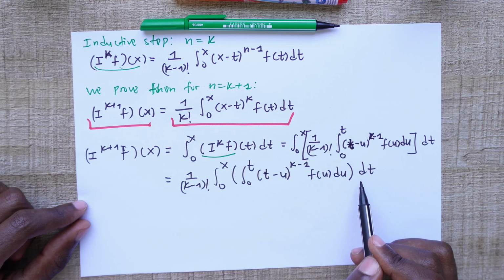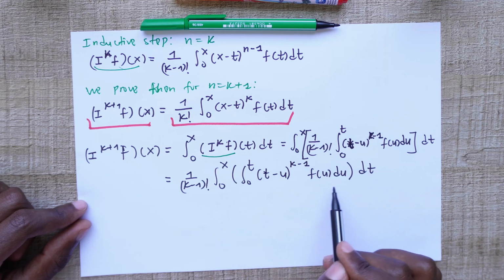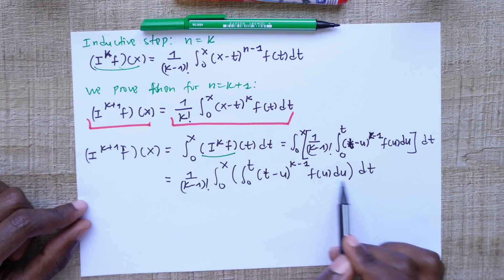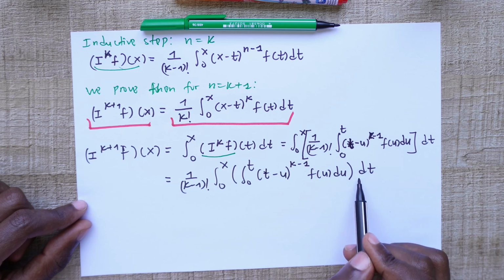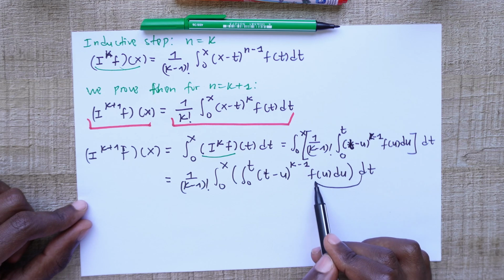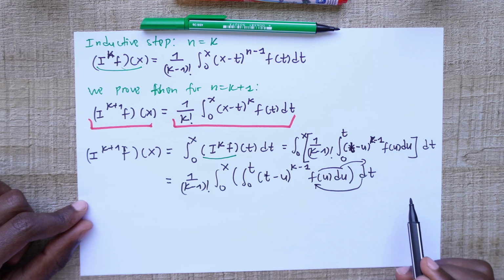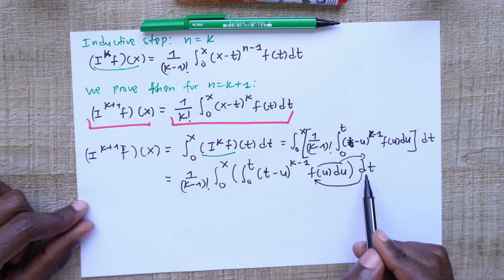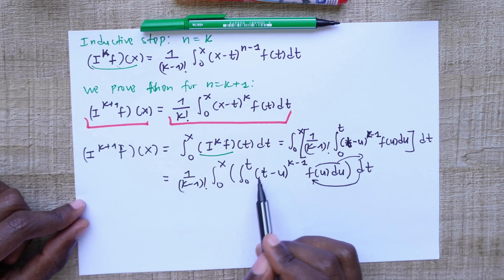do what we call a change in the order of integration, which means that instead of integrating with respect to u before integrating with respect to t, we are going to first integrate with respect to t. So we are going to bring dt inside here and then pull f of u du outside of this expression. It's easier to integrate this first with respect to t because here we just have a polynomial expression and we easily know what's the integral of a polynomial.